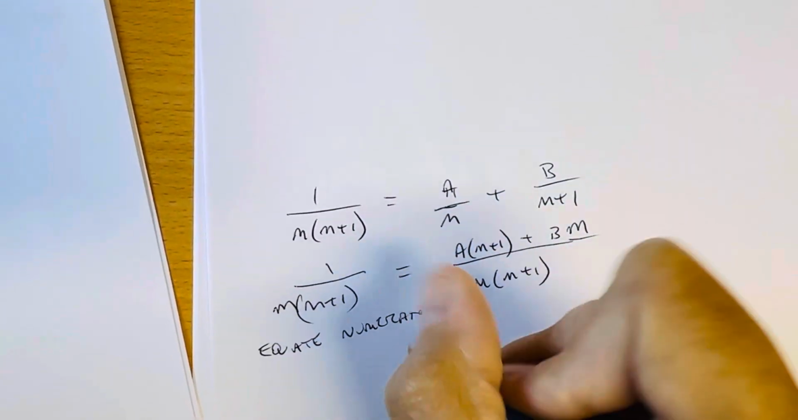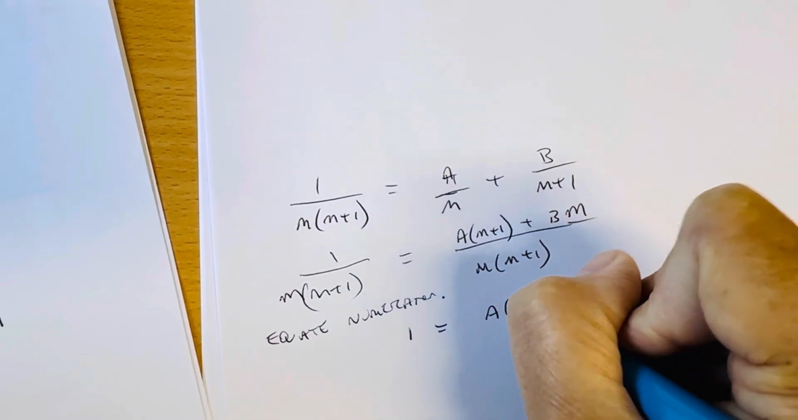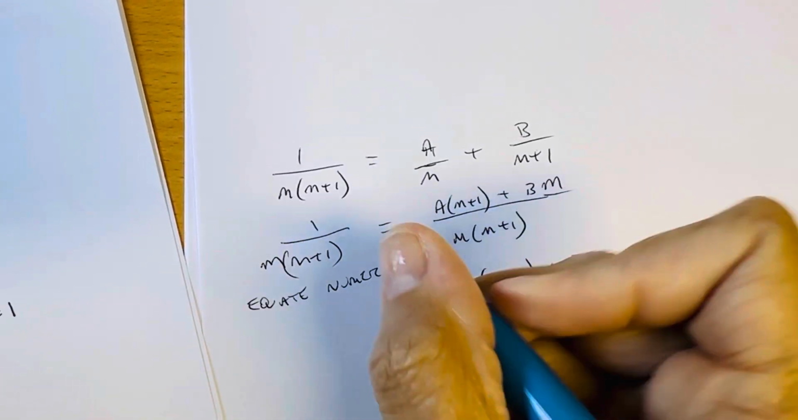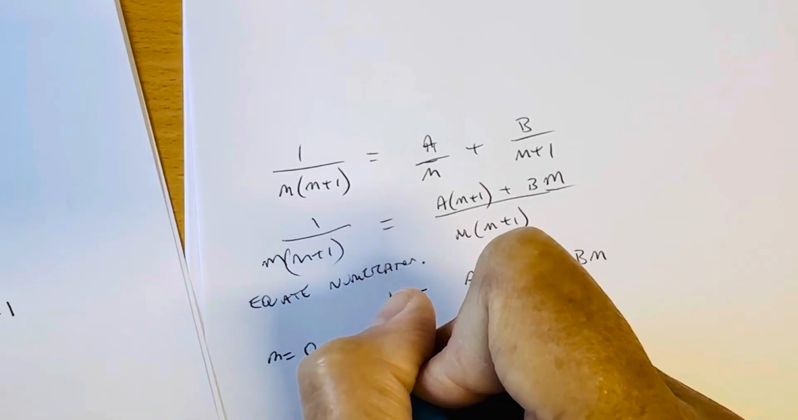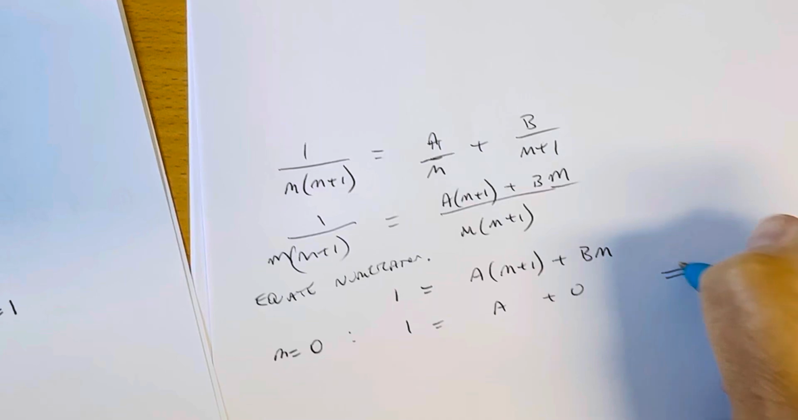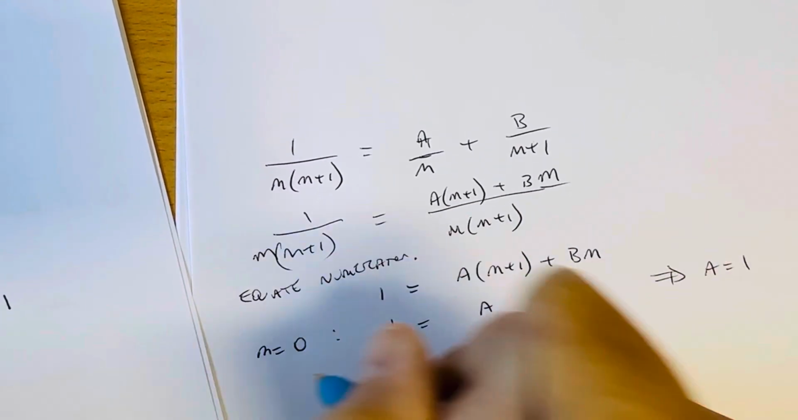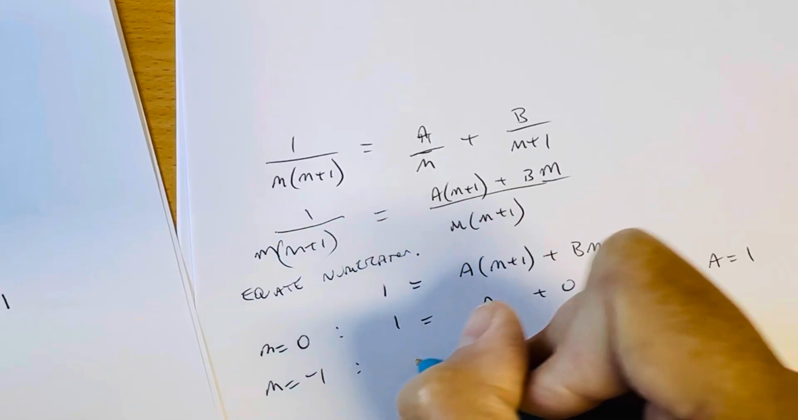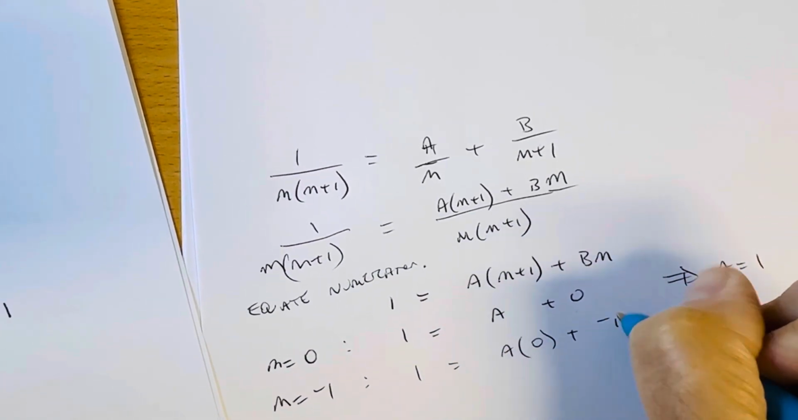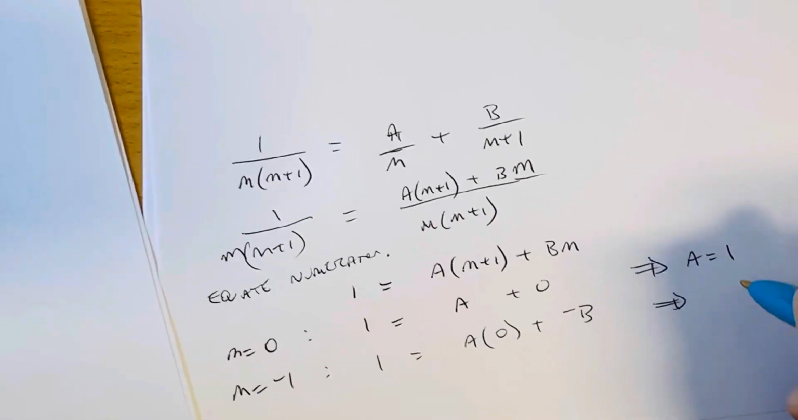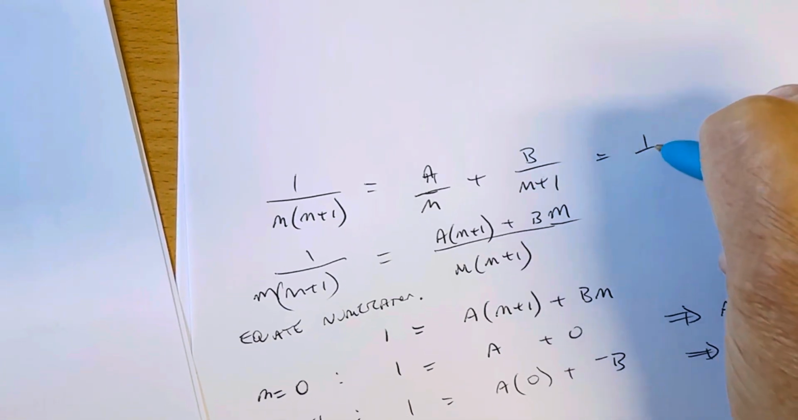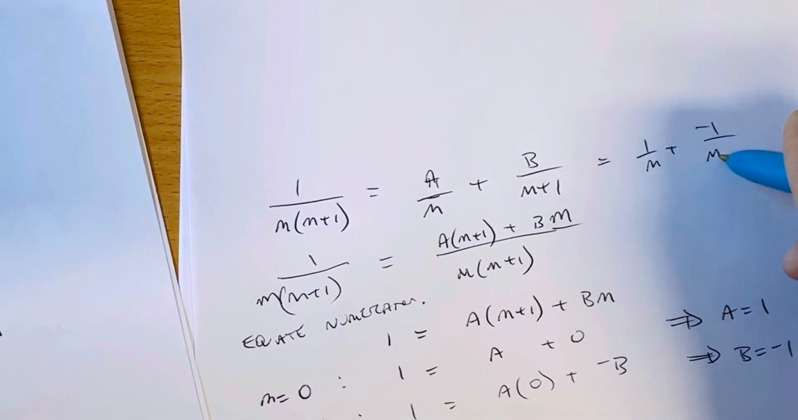So we're looking at our numerator of 1 equals a(m plus 1) plus b m. If m equals 0, we'd get 1 equals a plus 0, which gives me a equals 1. If m equals negative 1, we'd have 1 equals a times 0 plus negative b. This gives me b equals negative 1. So this is going to be 1 on m plus negative 1 on m plus 1.